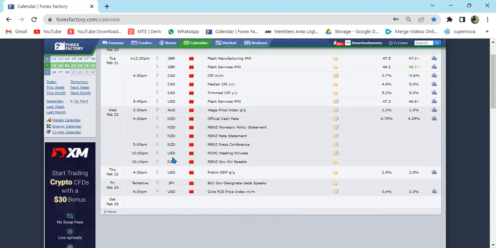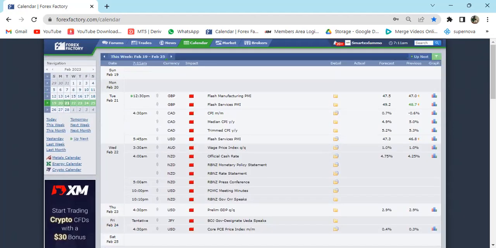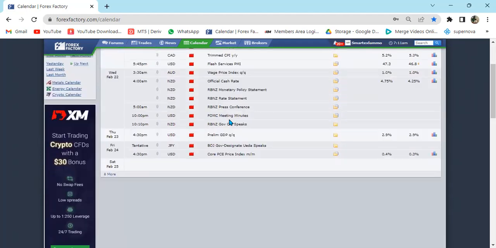Tomorrow we'll have a NZD monetary policy. Late on Thursday we have GDP for the dollar, then tentative for Okay. This one usually is not easy. Lastly, we have the PCE for the dollar on Friday. So let's see what we have on the charts. I'm going to make it quick and short.